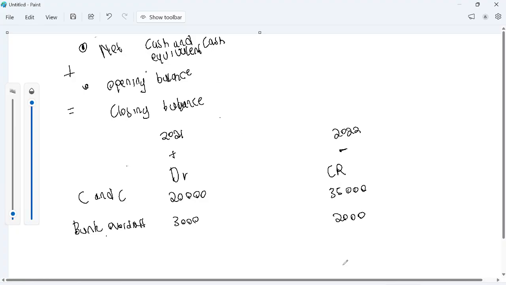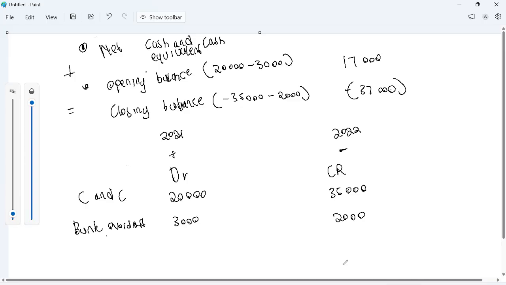Let's say a bank overdraft of 3,000 and also a bank overdraft of 2,000 here. How are you going to interpret this information? You say this is information at the beginning and this is information at the end of the year. At the beginning of the year we had a positive balance of 20,000. Now I subtract my bank overdraft of 3k, and I'm left with positive 17,000 at the beginning of the year. And my closing balance: I had a negative balance of 35,000 minus bank overdraft of 2,000.